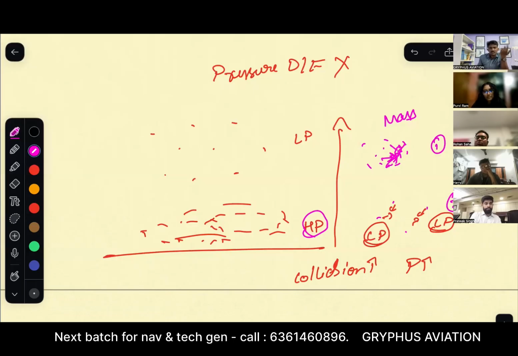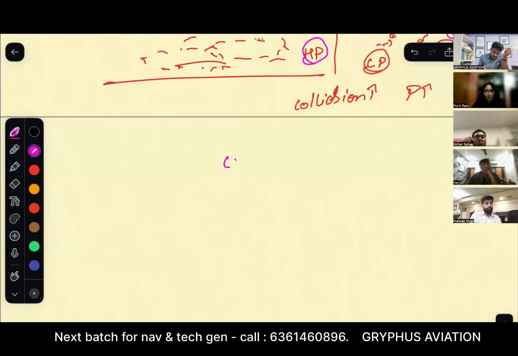Energy will neither be created nor destroyed, but it is transferred from one form to another. Here, collision increases the temperature, and that is basically creating the higher pressure. So both of these are correct. The more the collision, the more will be the pressure. The more the mass, the more will be the pressure basically.